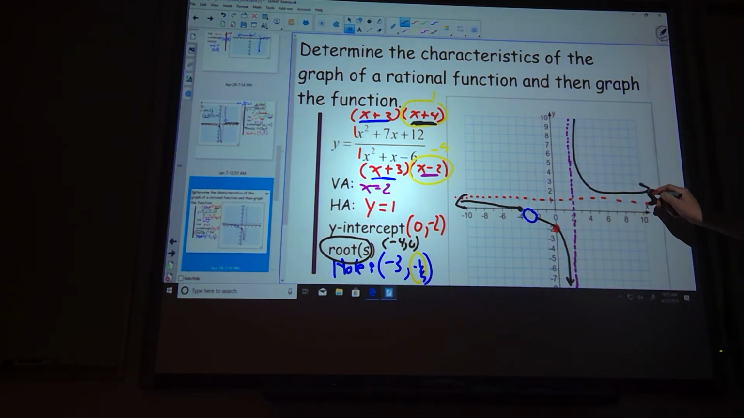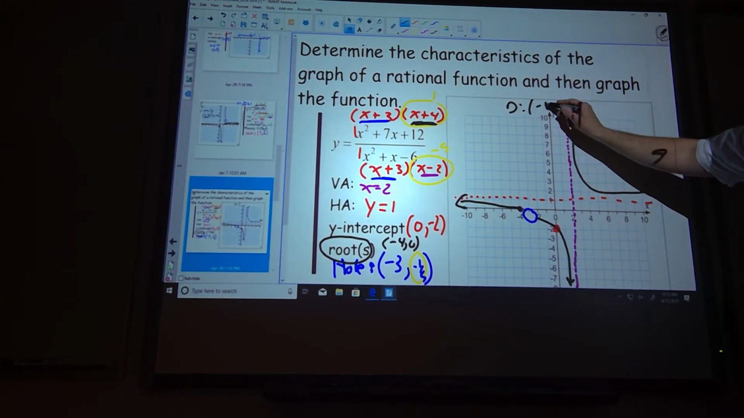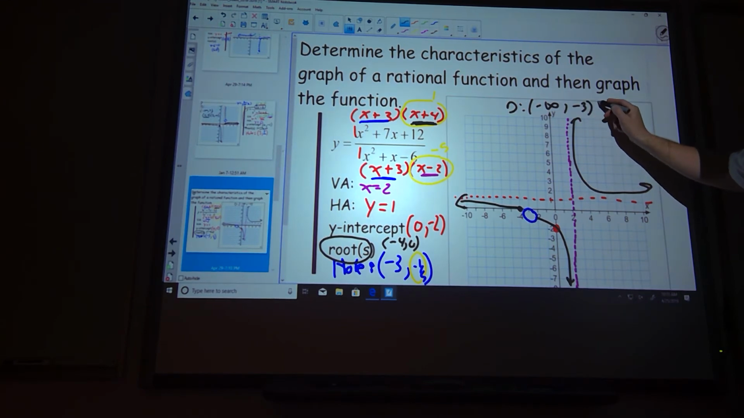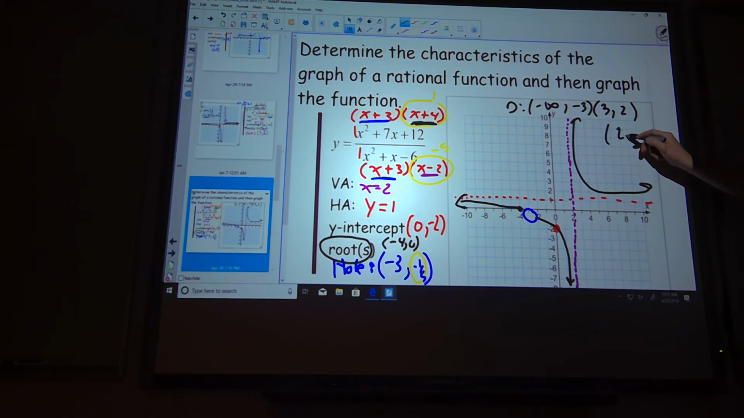that. And then if it did ask for the domain, we'd say the domain goes from -infinity up to the hole. The hole's at -3. So then from -3 to the asymptote, and then from 2 to infinity. That's all I have for the review.